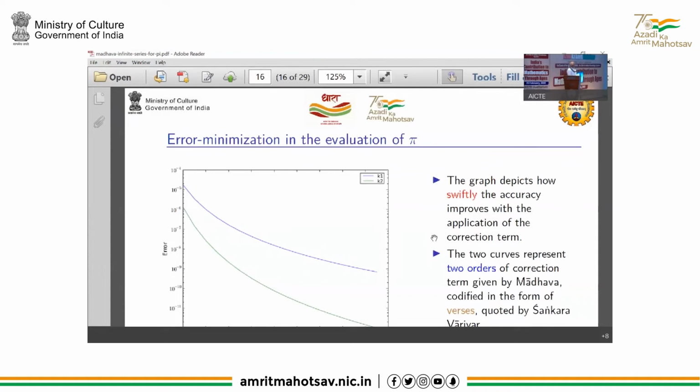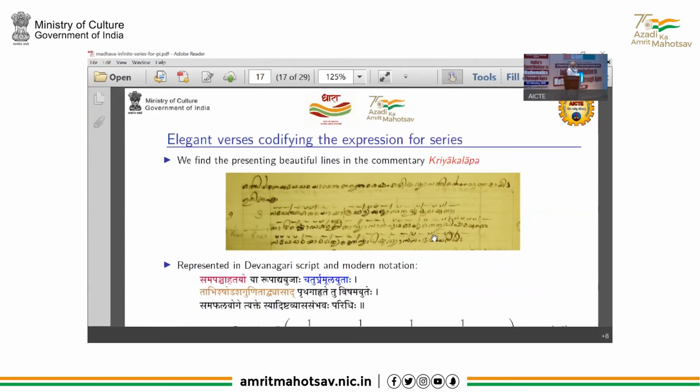So there are 2 orders in which you can do the samskara, and in the first order with 20 terms you will get up to 8 decimal places, 9 decimal places accurate, and in the second order you will almost get to 12 decimal places accurate. This is a remarkable result which they have found.